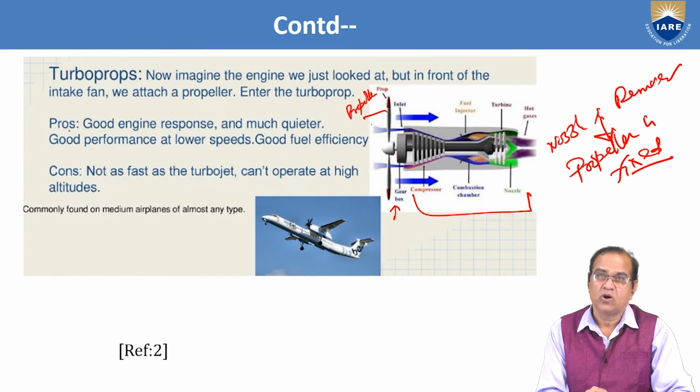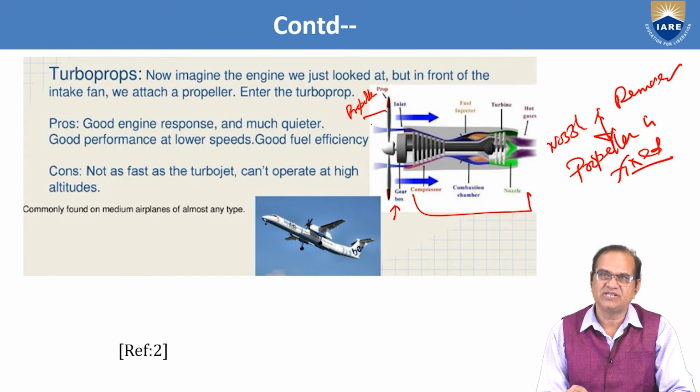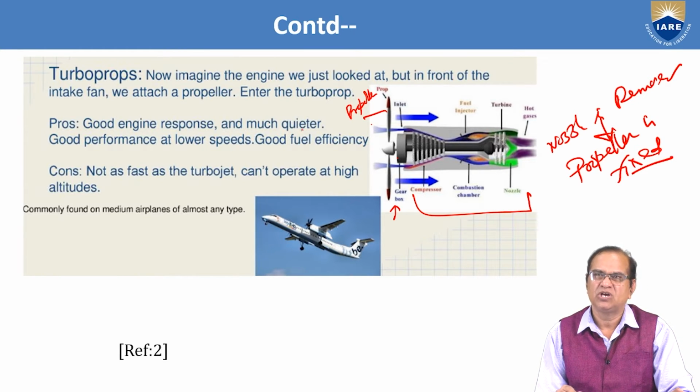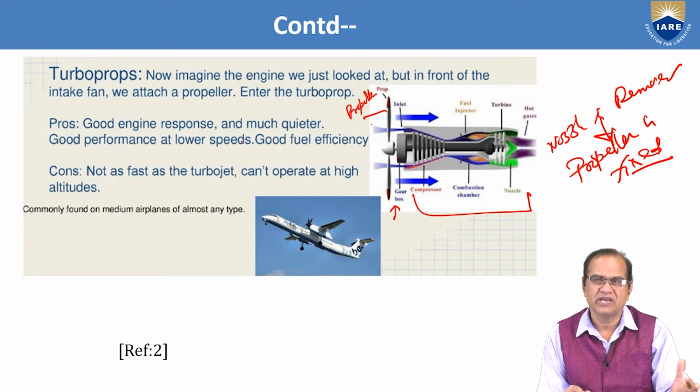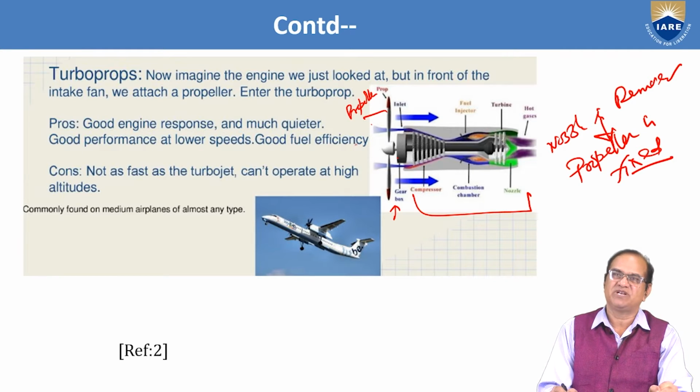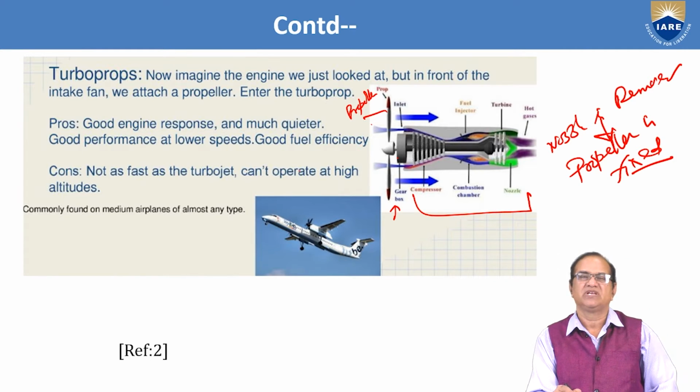So what are the good things? Good engine response and much quieter. It is not such a sound-producing machine, better than the turbojet. Good performance at lower speed. The performance of this aircraft is good at lower speeds, some 0.5 Mach, 0.6 Mach like this, 400, 500 kilometers per hour. Good fuel efficiency. It gives much better than the turbojet engine.